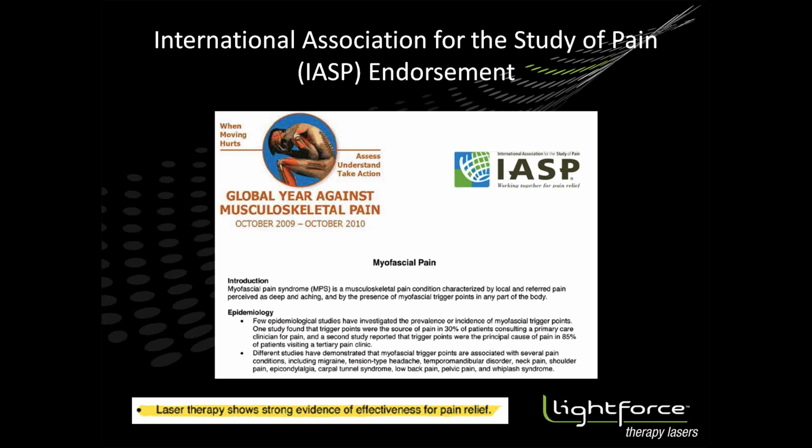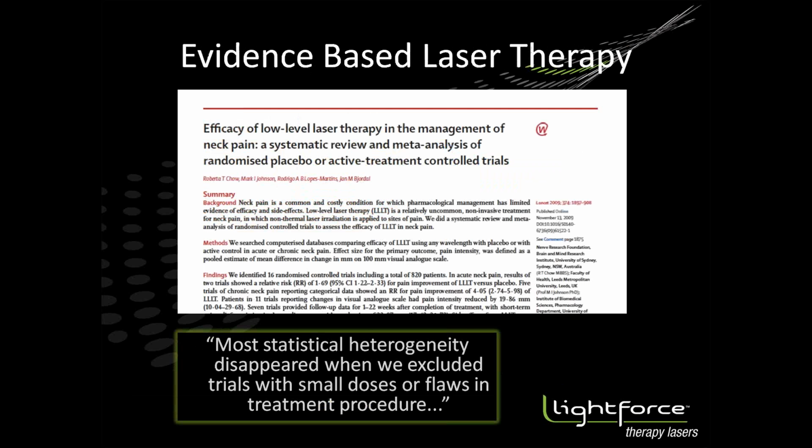So I think it's very clear that even some of these organizations that are less than friendly to alternative therapies are very interested in the use and implementation of laser therapy moving forward. Go ahead to the next slide, Marty.